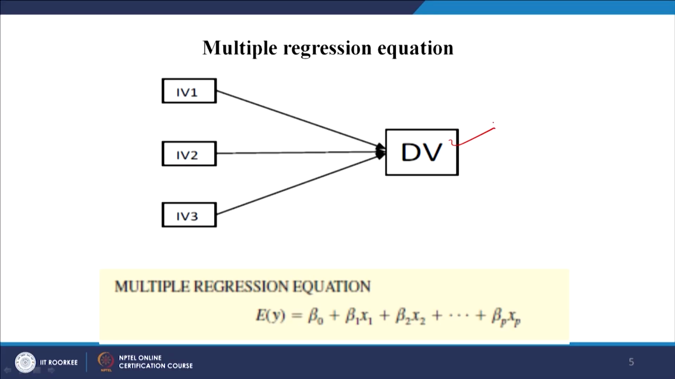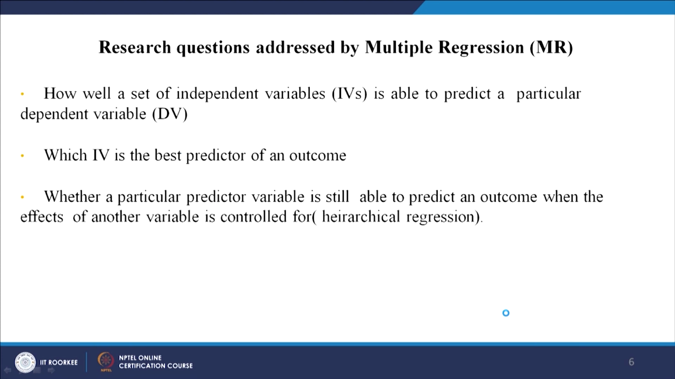Okay. Now, let us see this. So, this is my dependent variable, these are my 3 independent variables and my equation looks like this. Okay. So, what are the research questions addressed by multiple regression? Let us see that. The first question is, how well a set of independent variables is able to predict a particular dependent variable. How well, how efficiently or how effectively these independent variables are able to predict the dependent variable.